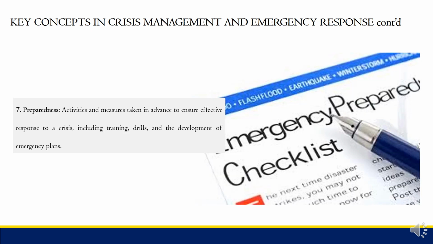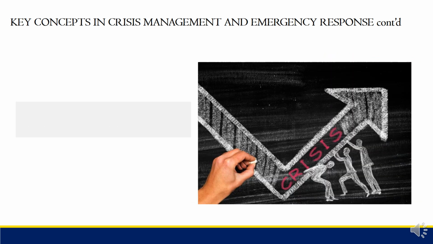7. Preparedness, activities and measures taken in advance to ensure effective response to a crisis, including training, drills, and the development of emergency plans. 8. Recovery, actions taken to return to a normal or improved state of operations after a crisis or emergency has been managed.